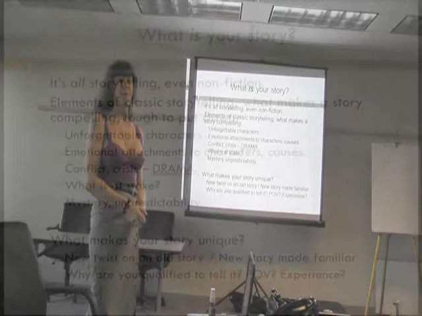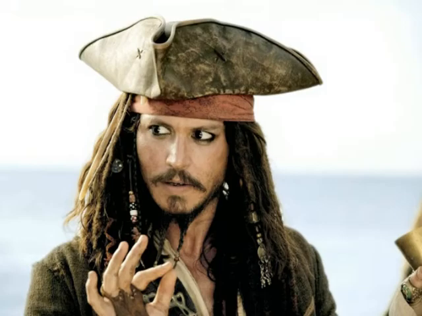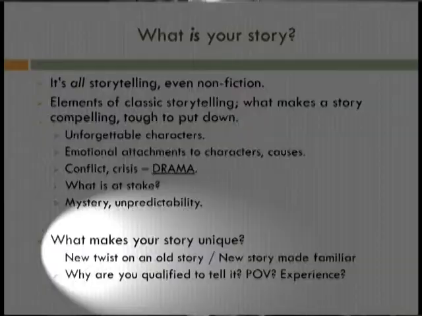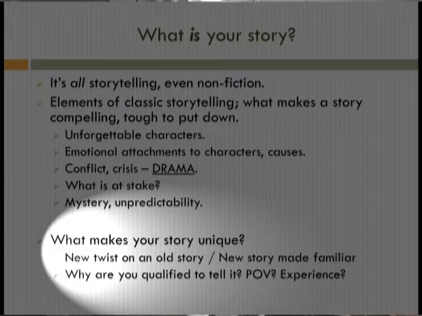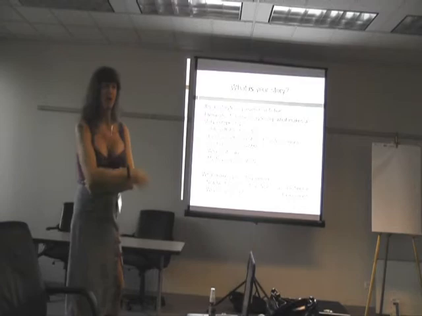Elements of classic storytelling: what makes a story compelling? Number one, first and foremost, is unforgettable characters. Because if your audience doesn't give a damn about the characters, then it doesn't really matter what happens to them. Second of all, what makes your story unique? Is it a new twist on an old story, or is it a new story, something that's way out of the common experience, with elements in it that make it recognizable and familiar to a reader?